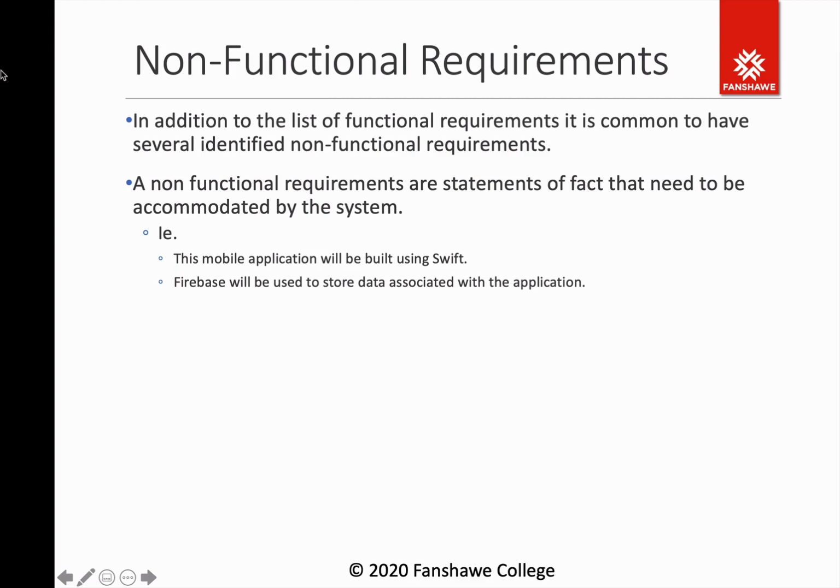In addition to functional requirements, you're also going to have non-functional requirements. So how are they different? Well, a non-functional requirement is just a statement of fact about the system that needs to be accommodated. So if you are building a mobile application, then a non-functional requirement is that we're going to build the system using the language of Swift. Or our application is designed to work on the Android platform. Or it's designed to work on Android versions 4.4 or greater.